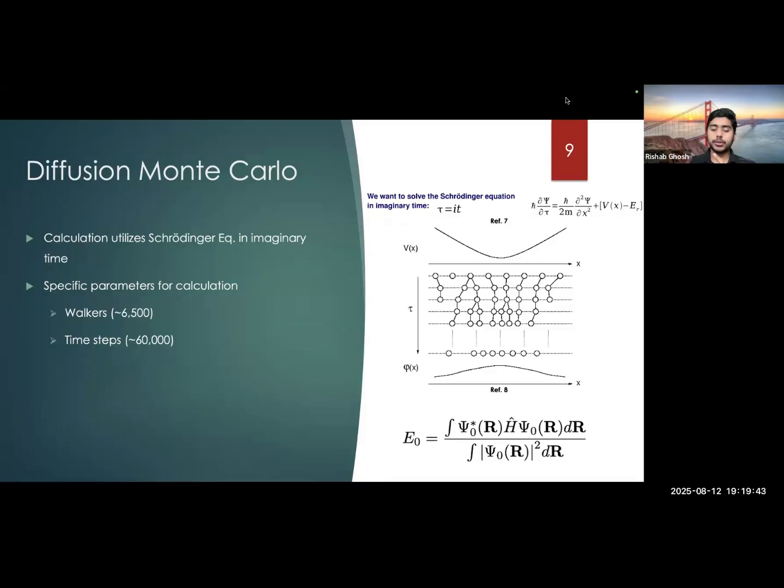Diffusion Monte Carlo scales with O of n cubed time for each electron. And that's another reason why we're trying to utilize machine learning to get high accuracy energy values, but also at much, much faster and more efficient speeds. And as I said again, that provides highly accurate energy calculations for many body systems.